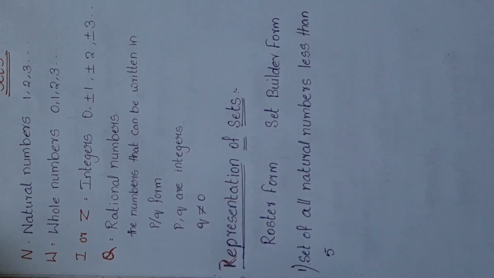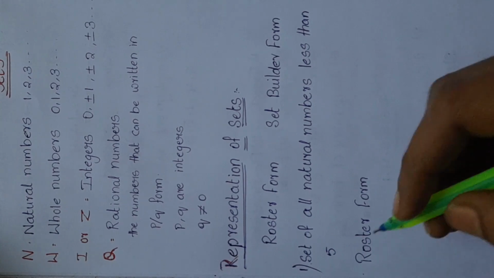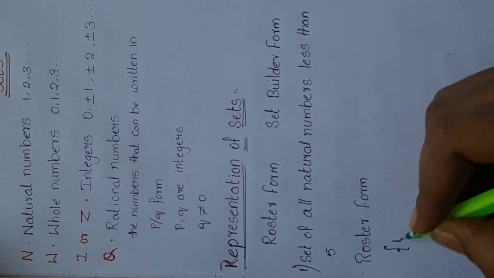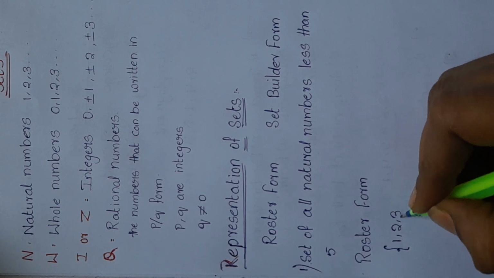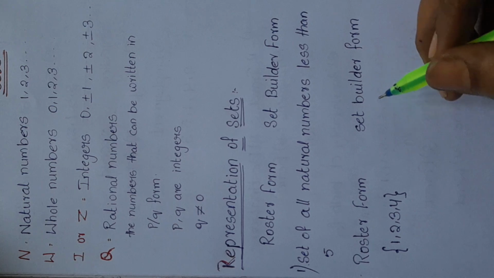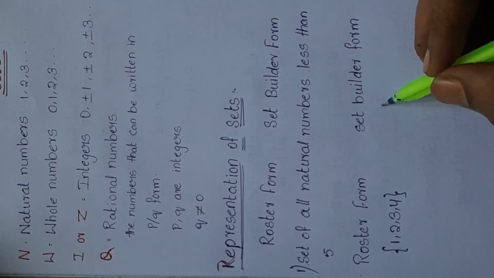Let us see some examples. First one is the set of all natural numbers less than 5. In the roster form, all the elements are written individually, separated by commas, in the flower bracket, that is 1, 2, 3, 4. In the set builder form, the set is described by a representative and stating the property of the elements which the set satisfies.